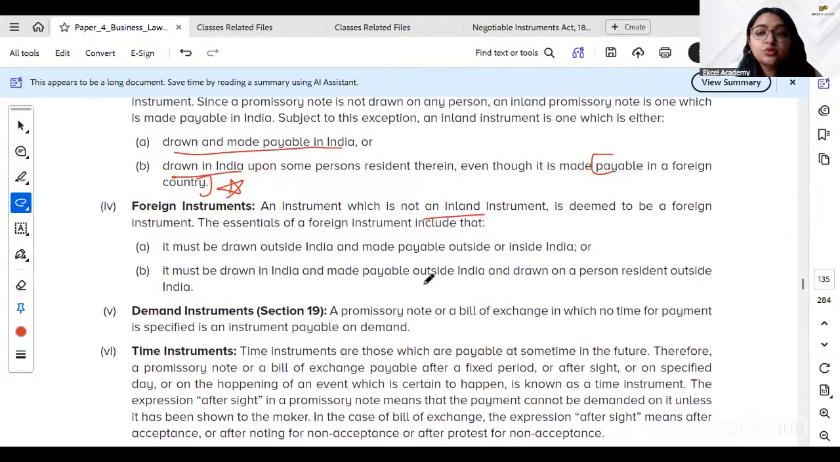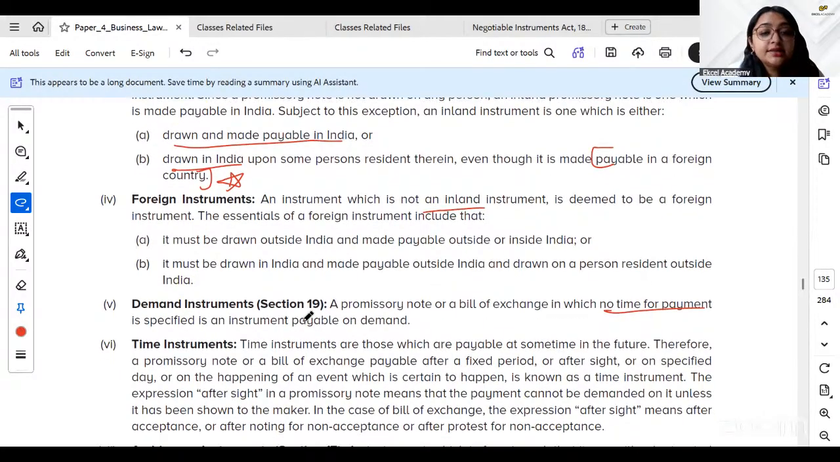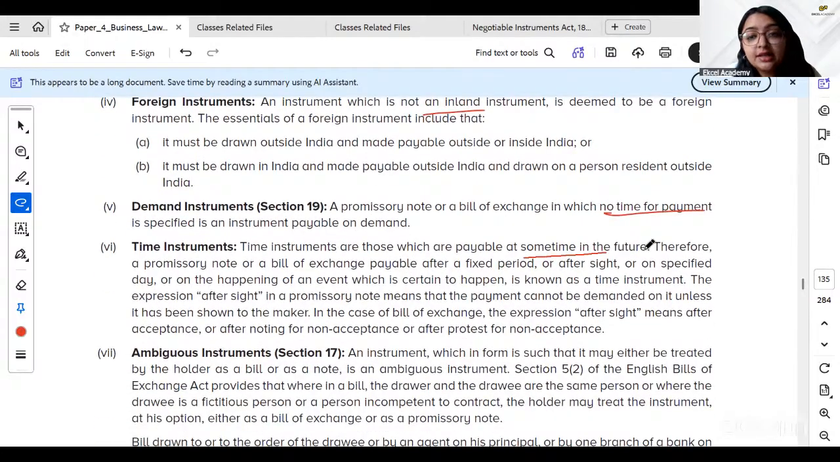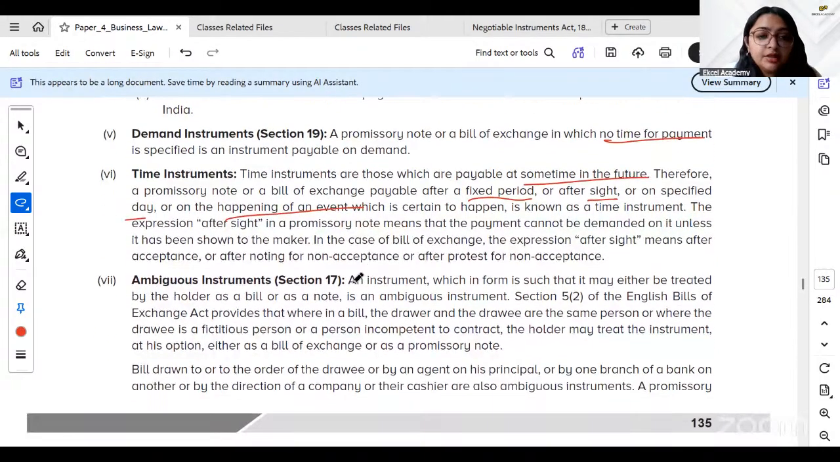A demand instrument is one where there's no fixed time for payment, but upon presentation you should be able to make the payment. A time instrument is payable at some time in the future, that is, after a fixed period, at sight, on a specified day, or on the happening of an event. An ambiguous instrument is one which may be treated by the holder either as a bill or as a note, and once the holder has decided, they will not be able to go back on it.